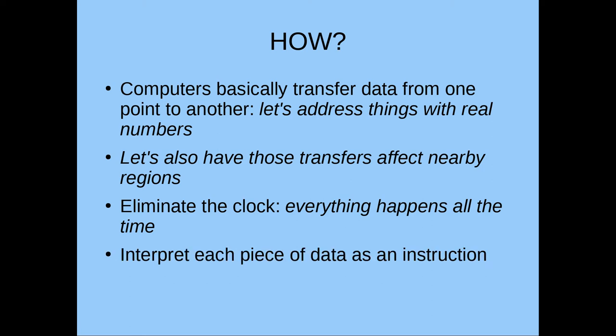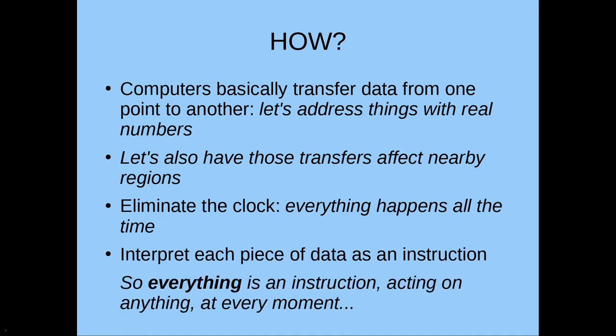And each piece of data is going to somehow represent an instruction. If I'm saying I want to add these two numbers together, something else in the system is taking this number and saying, well, what does that number want me to do? It's going to be a piece of instruction. And that's going to be true for every piece of data. So this is going to end up with basically a system where everything is an instruction, and it's acting on everything all the time. Okay, this is a huge mess. This is just layers upon layers of complexity. But this was the idea, right? Build a system like this.